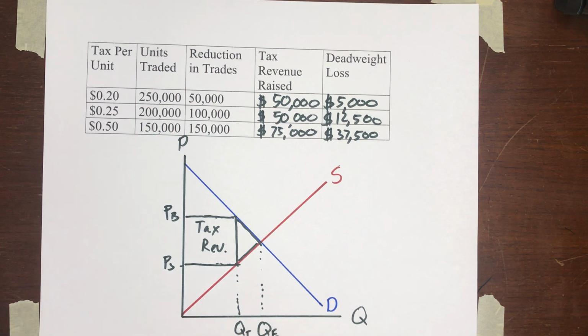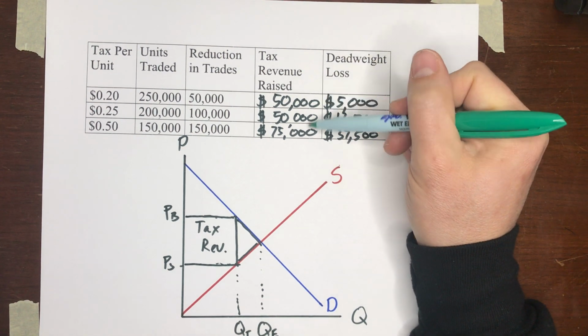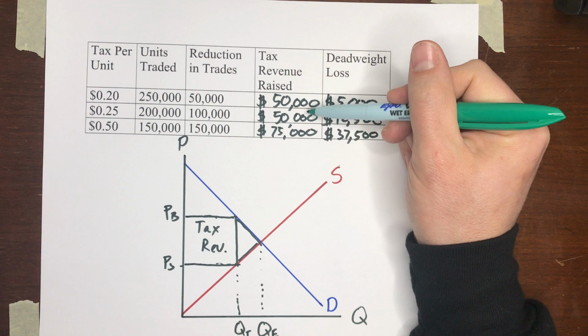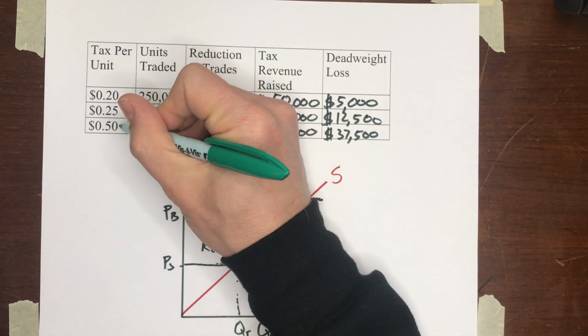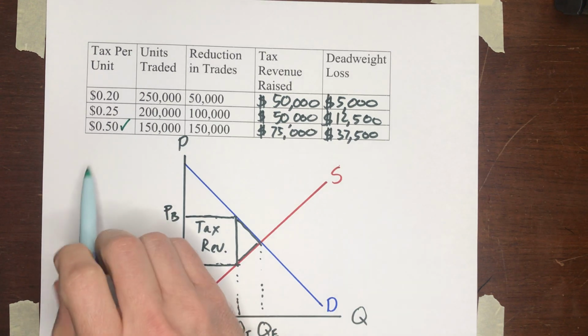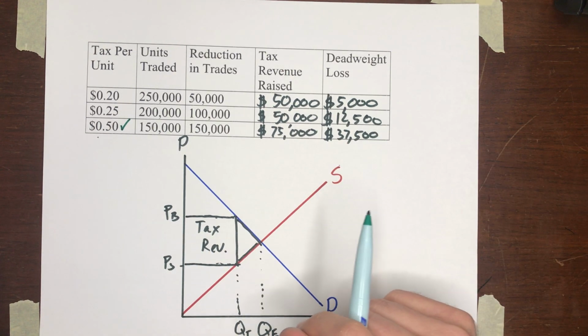All right, so that is part A. Part B, if the goal of your state government is simply to raise the most tax revenue, which tax is preferable? Well, obviously it's going to be whichever tax gives you the biggest number in this tax revenue raised column. That's the bottom row here. So the 50 cent per unit tax is preferable if all you're worried about is how much money the government is going to raise.